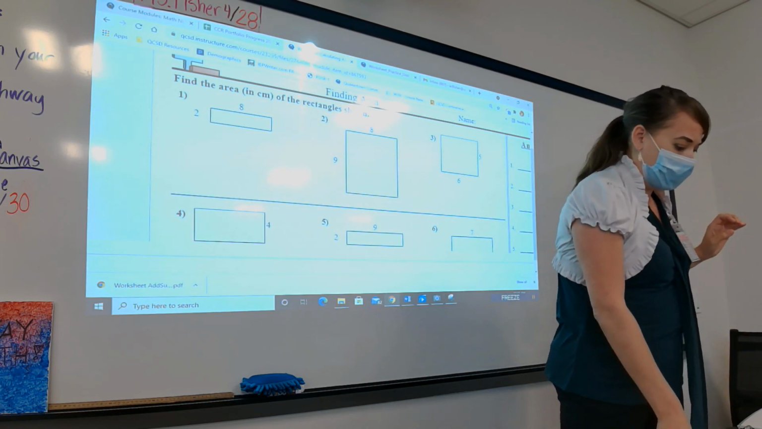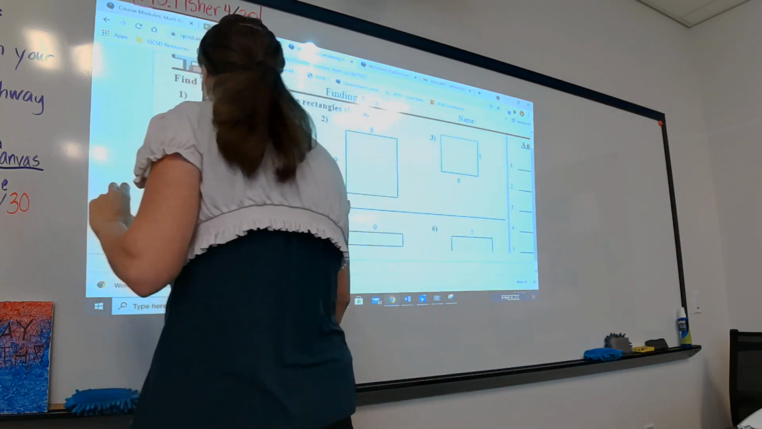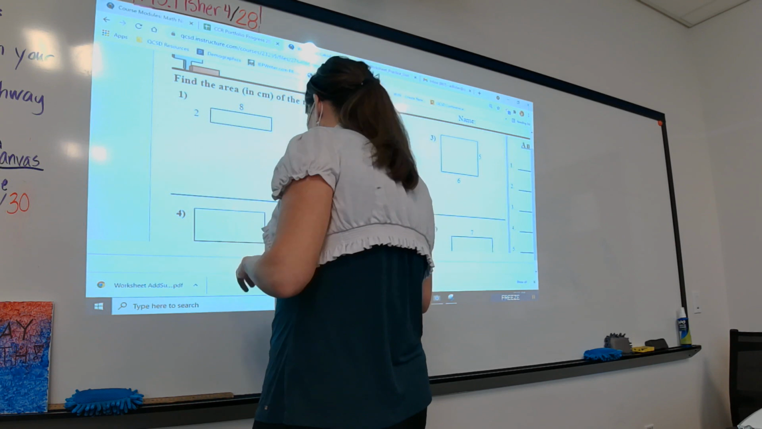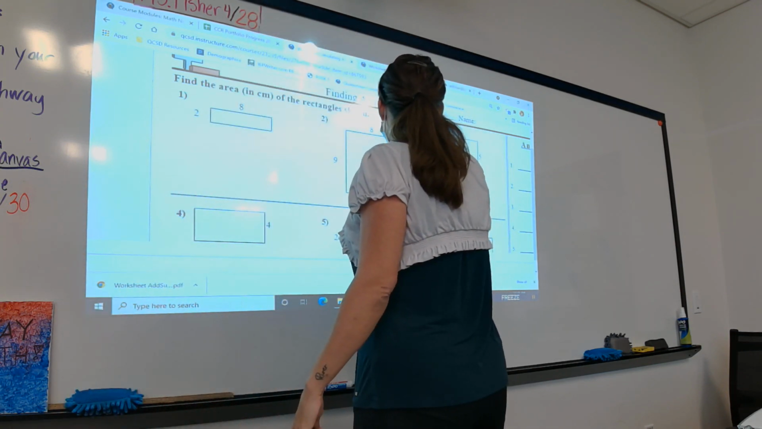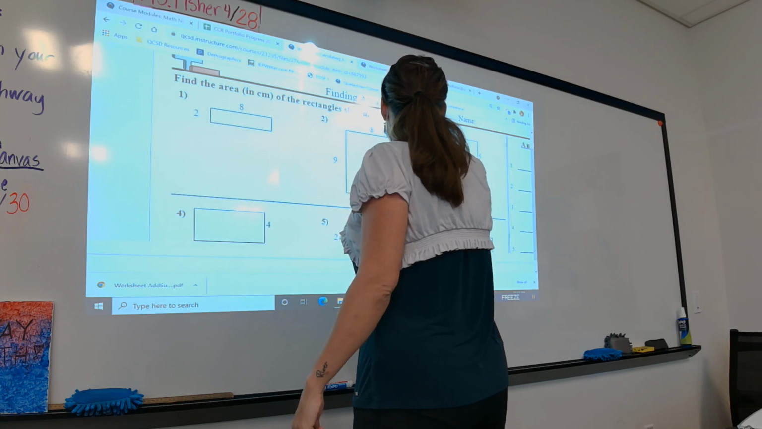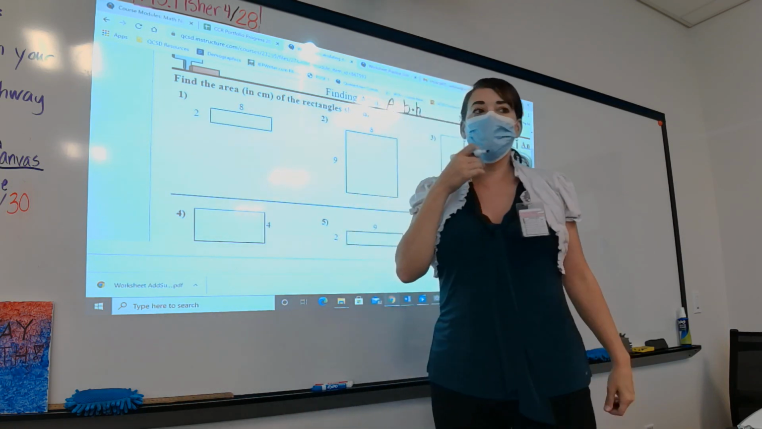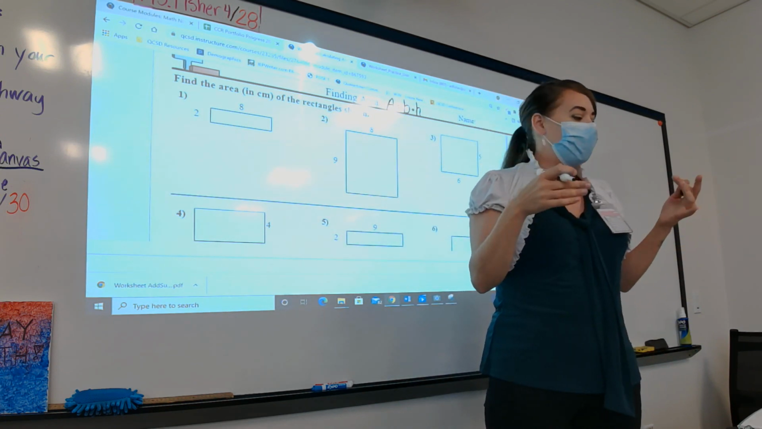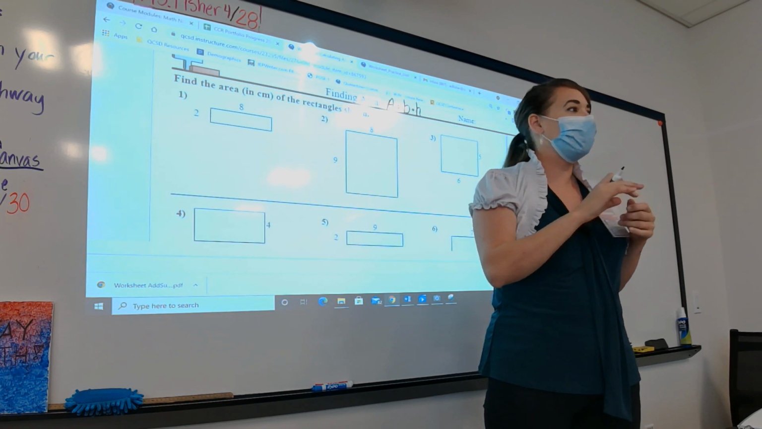Okay. All right. So again, to calculate area, we use this awesome formula right here. Area equals base times height. That is the formula for calculating the area of any rectangle, square, parallelogram.